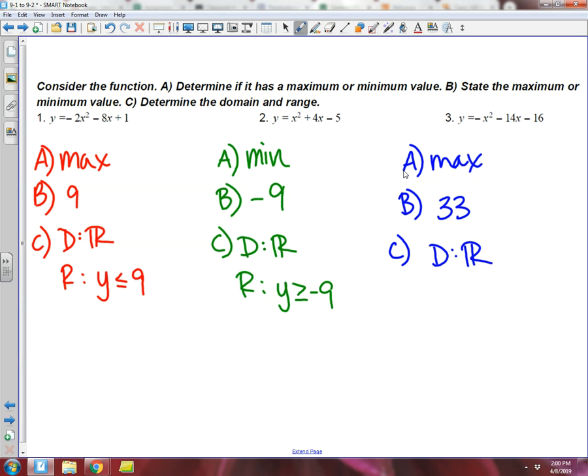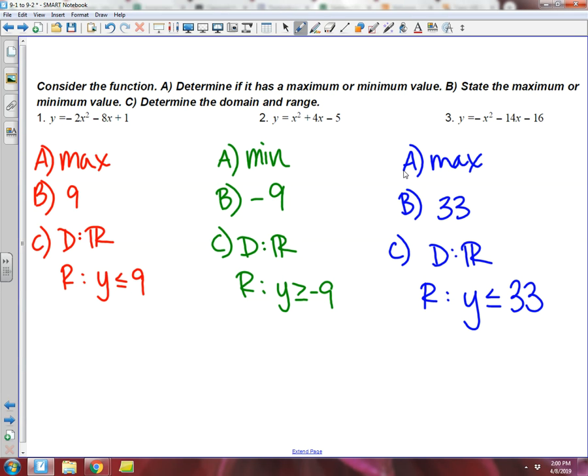So on your quiz, guys, you can at least get a point right on every question if you can fill in all real numbers, right? Yeah. And then how about my range? If this is a maximum, less than or equal to 33. Perfect. You guys are doing great. So easy, as long as you know what you're looking at.